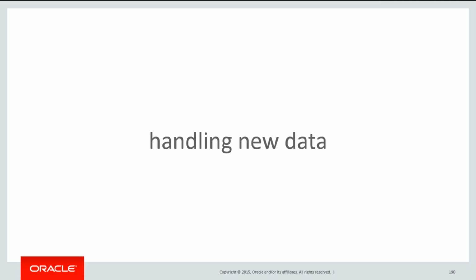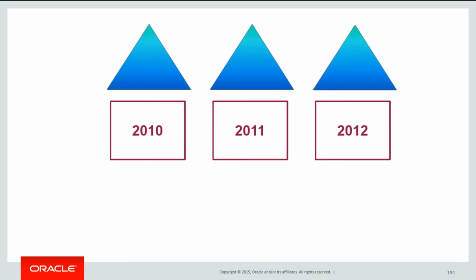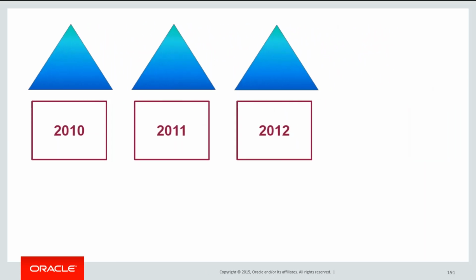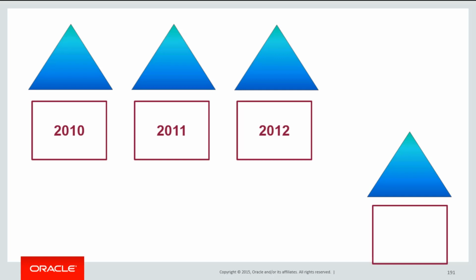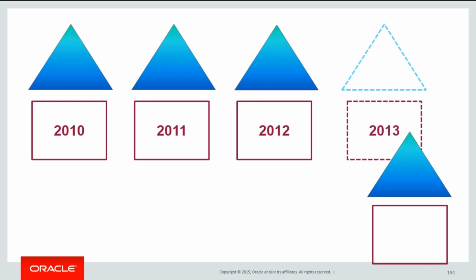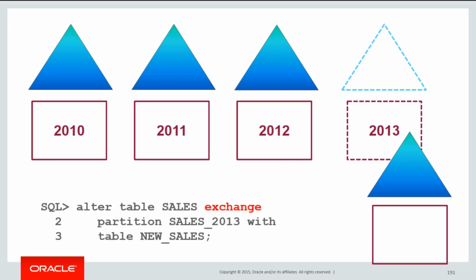When it comes to handling incoming data, for example in a data warehouse, local indexes also have a lot of benefits here. If I need to add in the next year's worth of data, I can create a table outside of the partitioning system. This is a brand new standalone table. I can then index that. All of this can be done offline, and then we can use what's called an exchange facility, where we simply swap that table in to the partition table.